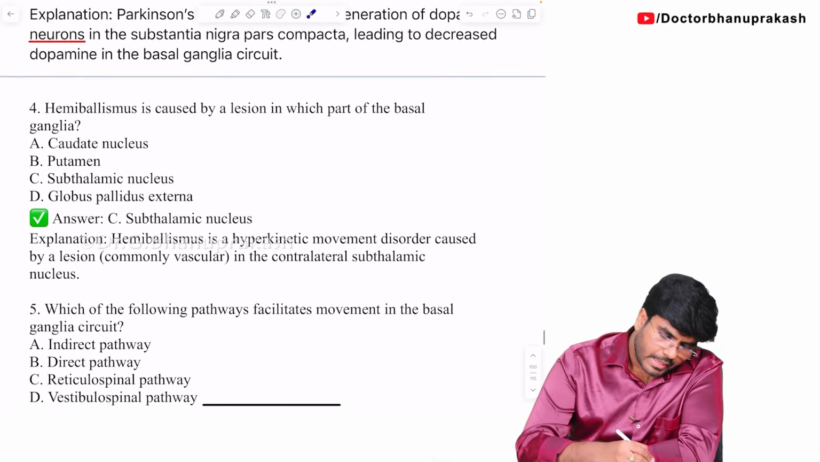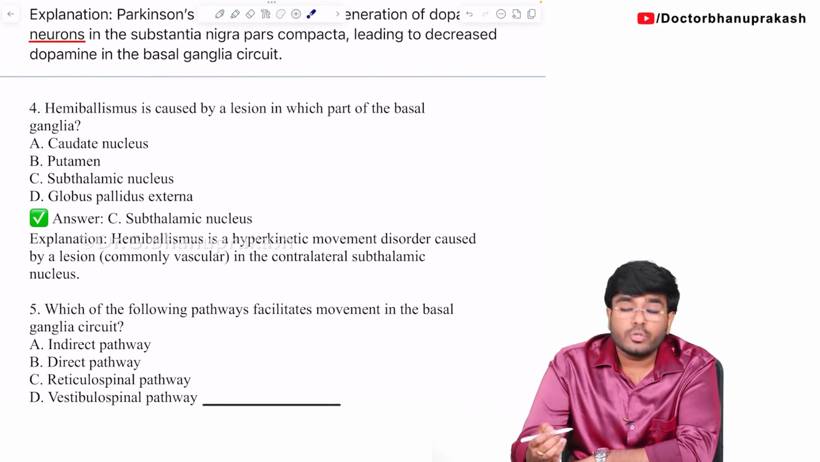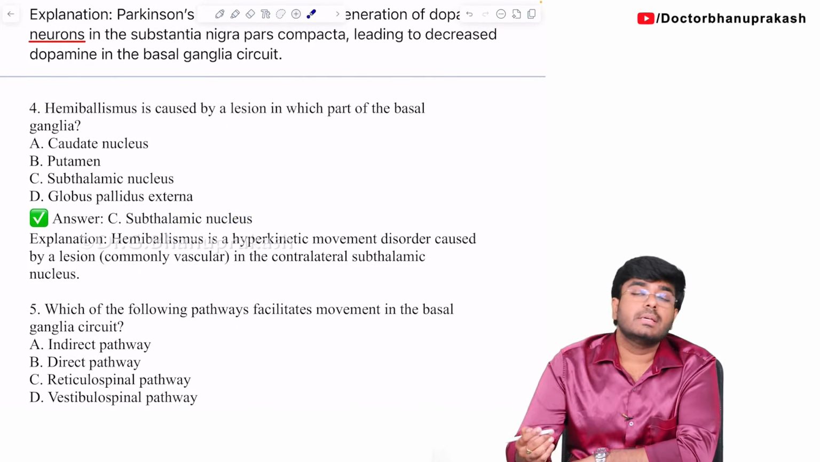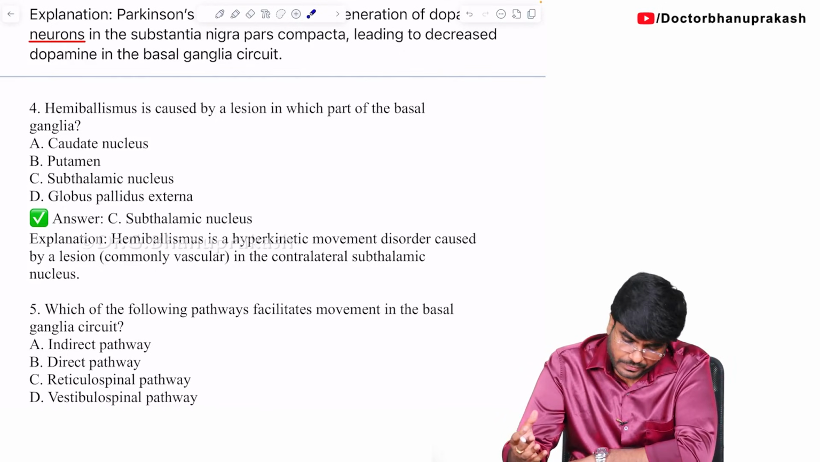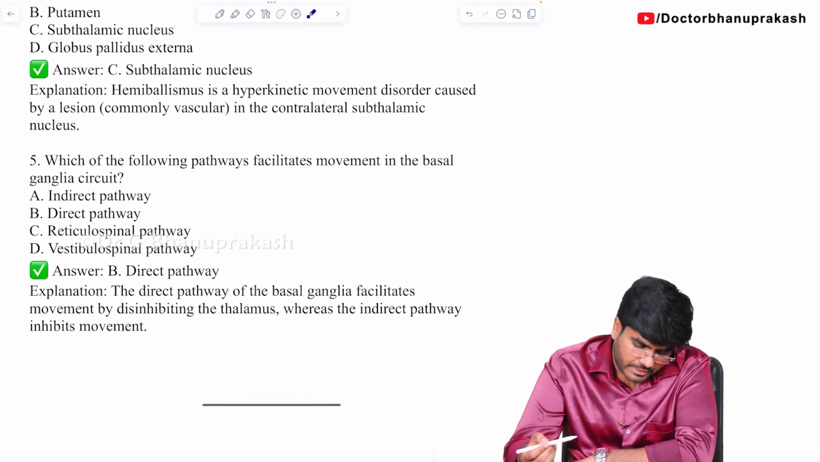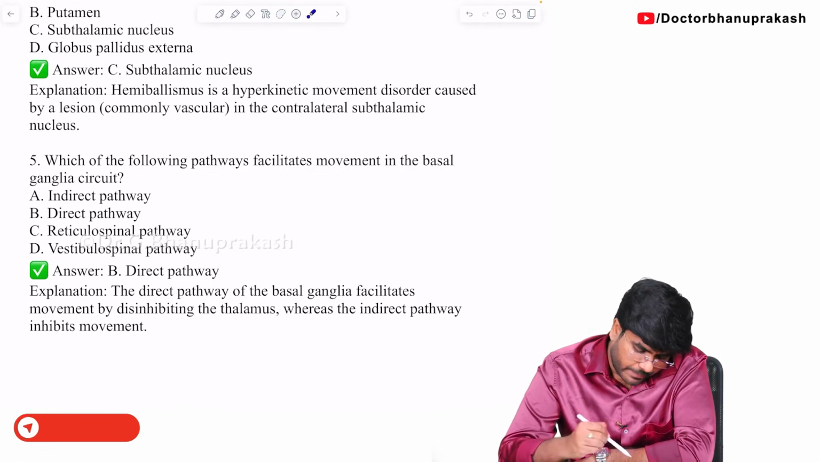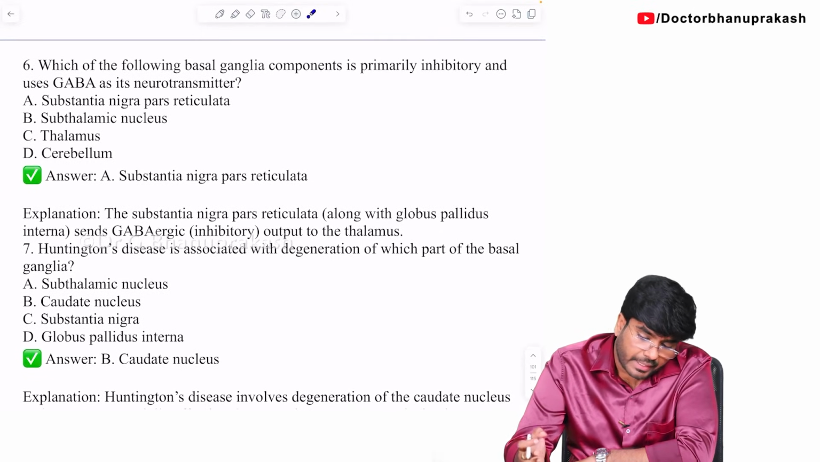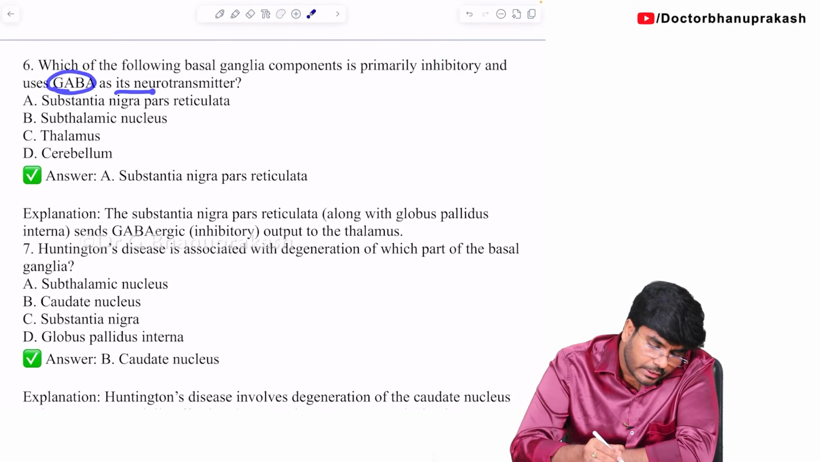Next, hemiballismus is caused by a lesion in which part of the basal ganglia? I have told you hemiballismus is due to damage to the subthalamic nucleus, which is going to cause hyperkinetic movements, that is sudden flinging or railing movements of the entire limb. Next, which of the following pathways facilitates movement in the basal ganglia circuit? Facilitation of movement means direct pathway. The answer is direct pathway. Next, which of the following basal ganglia components is primarily inhibitory and uses GABA as its neurotransmitter?